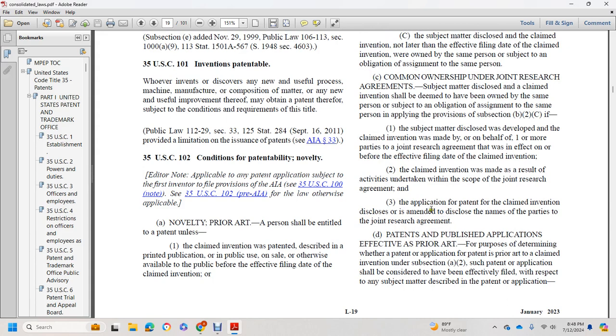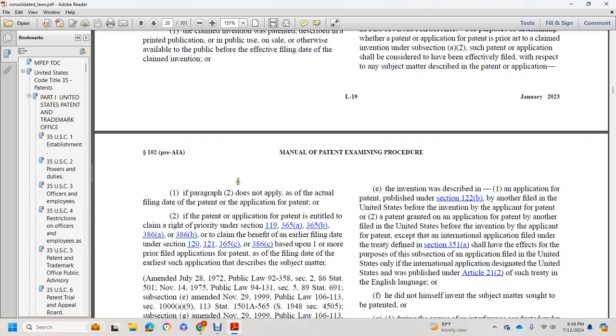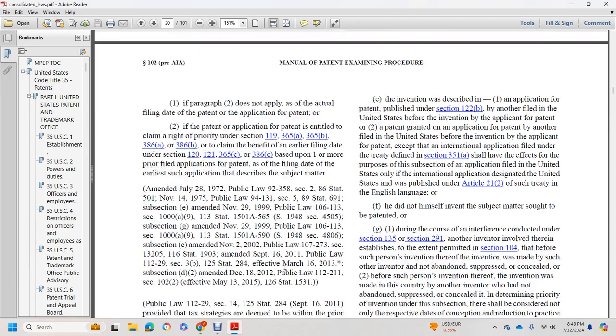Patents and published applications effective as prior art. For the purposes of determining whether a patent or application for patent is prior art to a claimed invention under subsection A2, such patent or application shall be considered to have been effectively filed with respect to any subject matter described in the patent or application. If paragraph 2 does not apply, as of the actual filing date of the patent or the application for patent. If the patent or application for patent is entitled to claim a right of priority under section 119, 365A, 365B, 386A or 386B, or to claim the benefit of an earlier filing date under section 120, 121, 365C, or 386C, based upon one or more prior filed applications for patent, as of the filing date of the earliest such application that describes the subject matter.